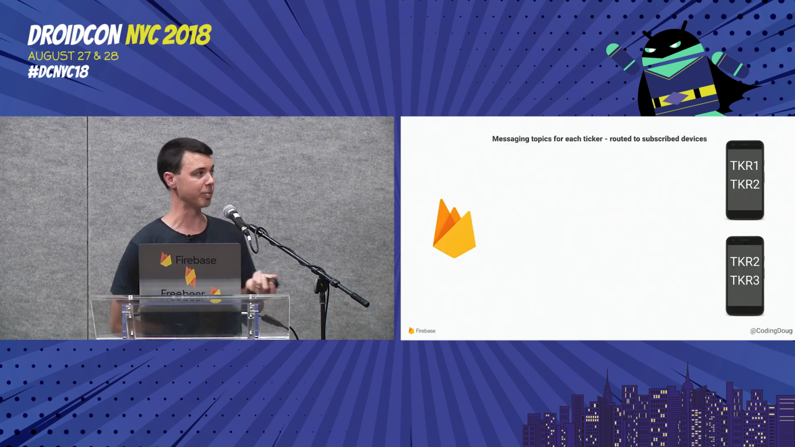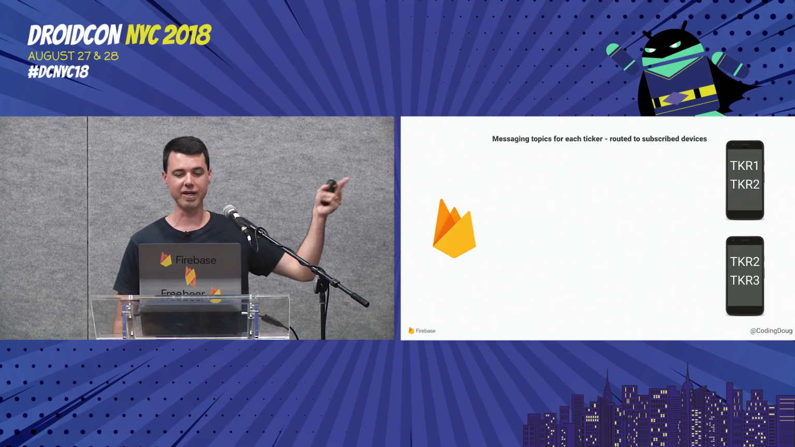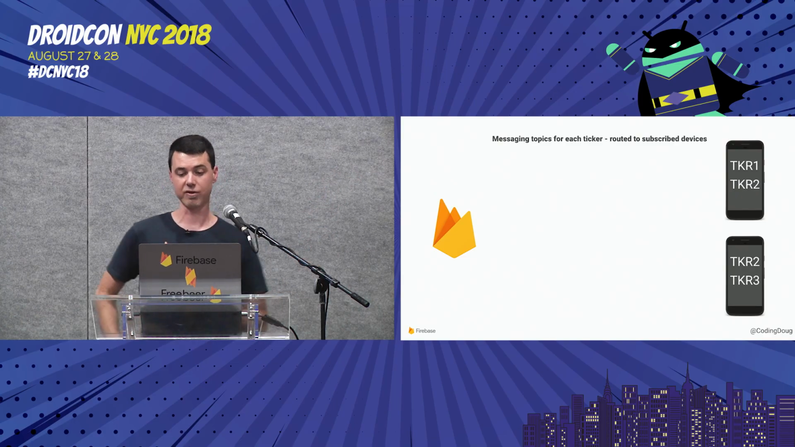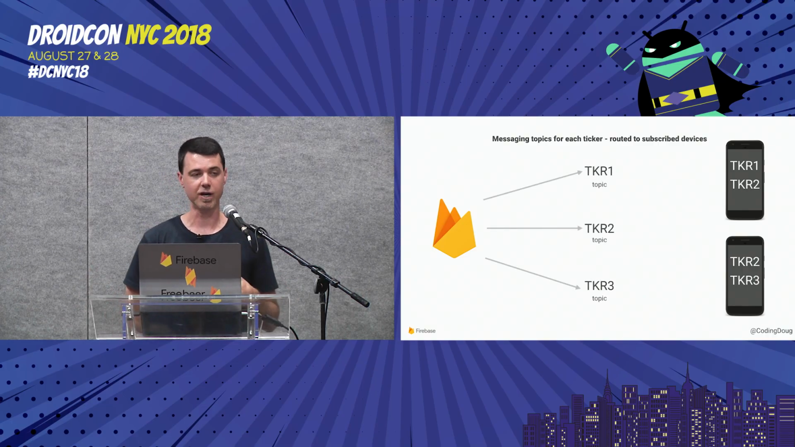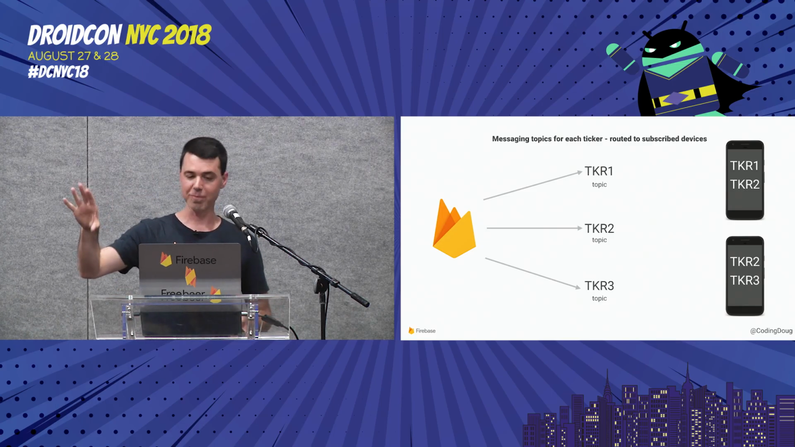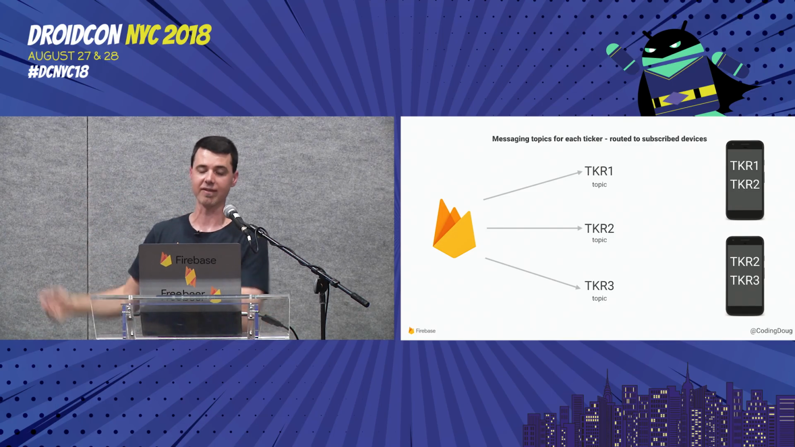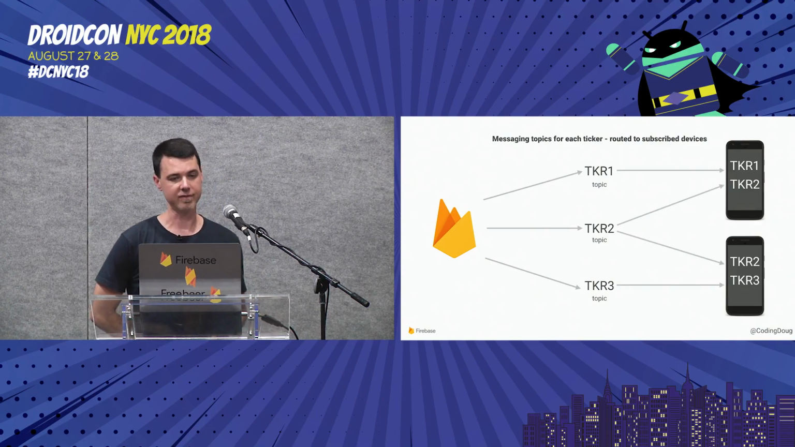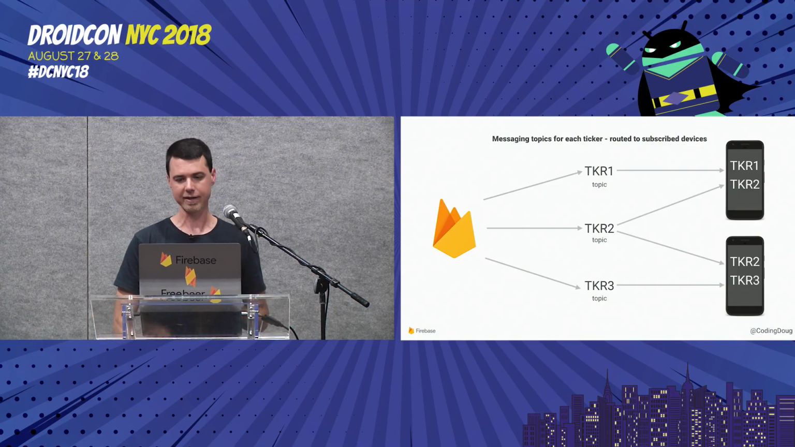To visualize this a little bit, let's say you have a couple of instances of your app. One app is interested in ticker 1 and ticker 2, and the other one's interested in ticker 2 and ticker 3. Well, how do we know which ones to push which data to? You can use topic messaging for this. With topic messaging, you can create a topic for a ticker, push a message to that topic, and all the apps that are listening to that topic will receive the update. That's probably the way I would do this if I had to do it quickly and easily.